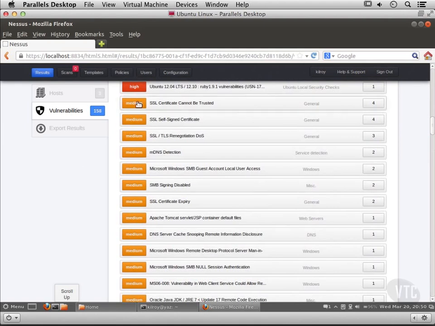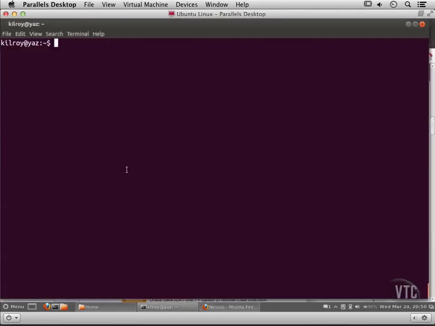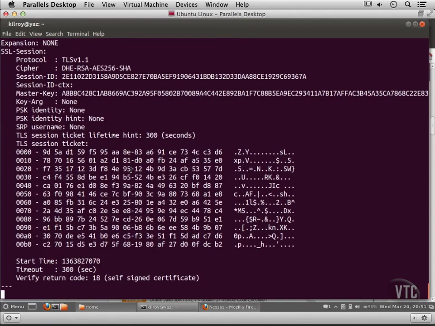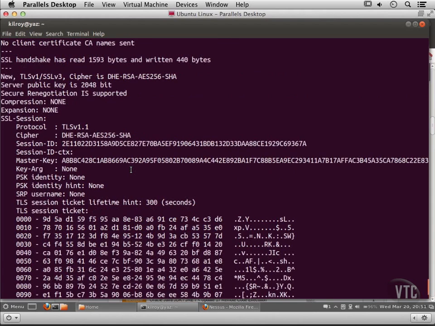So we've got this SSL certificate cannot be trusted. SSL self-signed certificate. So I could actually follow up on this, and this is something I could easily do manually. I could do openssl s_client, host would be 172.30.42.55, and port is 443. So now OpenSSL has done the negotiation with the server, and we've got the certificate information back here.